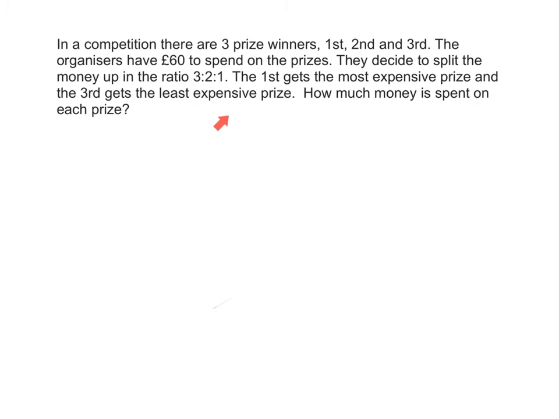So what they're asking us to do is to work out how much each of the prize winners gets. What does the first prize winner get? What does the second prize winner get? And what does the third prize winner get? The first thing that we need to do is to write the respective ratios. So first, second, third.